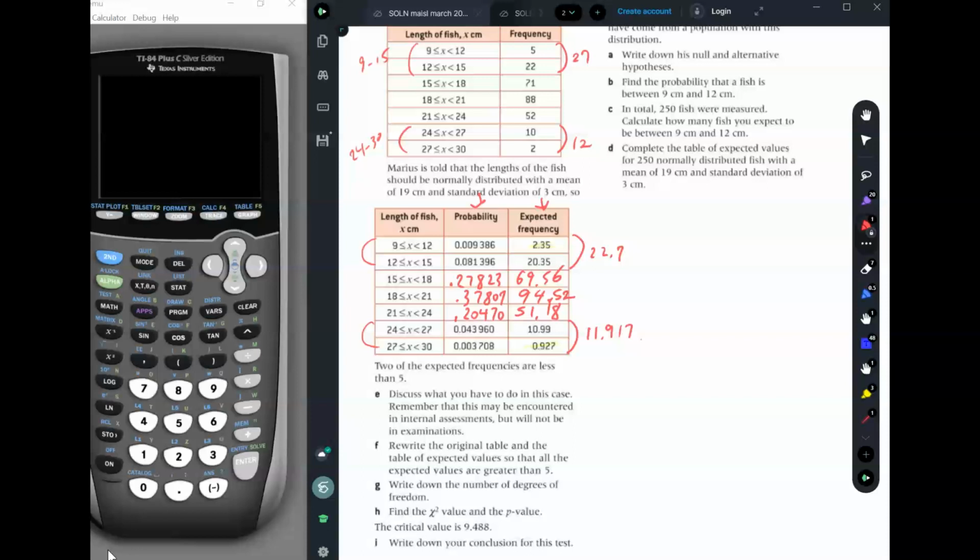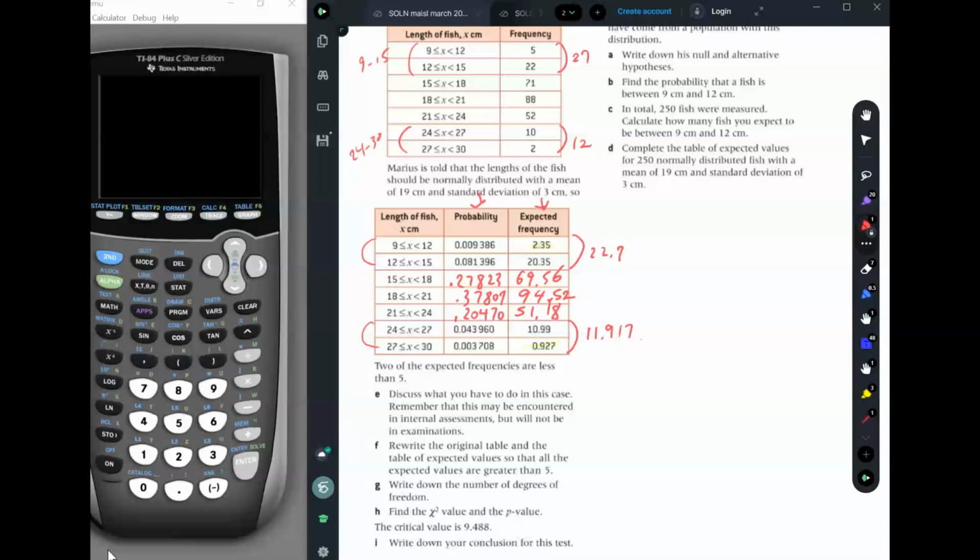Why did I do all this work? Well, now my expected frequencies are all above 5, which is my objective. Then I can use chi-squared test, and I don't have any statistical problems. Okay, so that was part E. And remember, you're only going to do this on the IA. It's not something you're going to do on the exam.